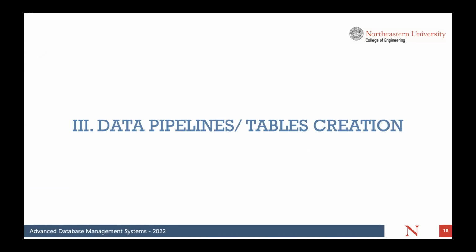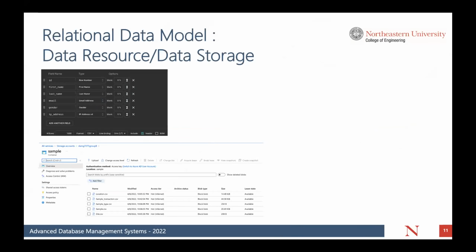The third part of our project is the data pipelines and table creations. So we'll start with the relational data model. Firstly, we'll generate our data from the Mockaroo site, and then we'll upload the CSV to the Azure Blob Storage. Like the image below, you can see the CSV files.